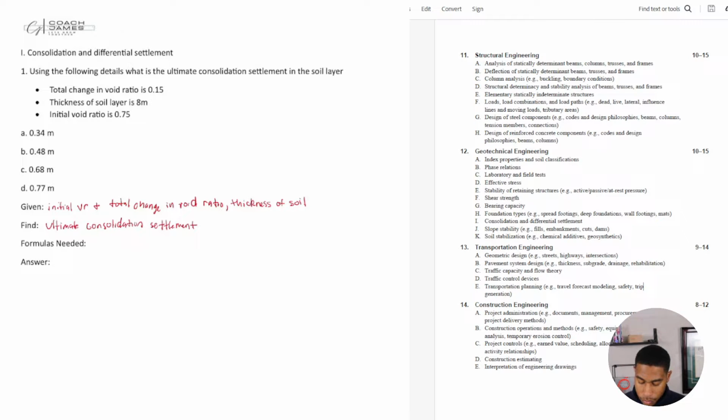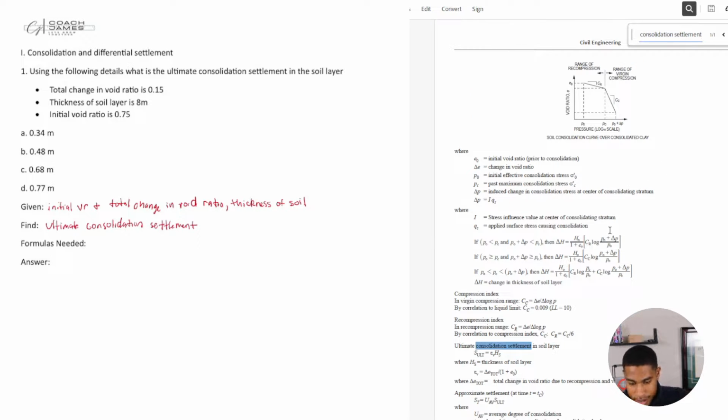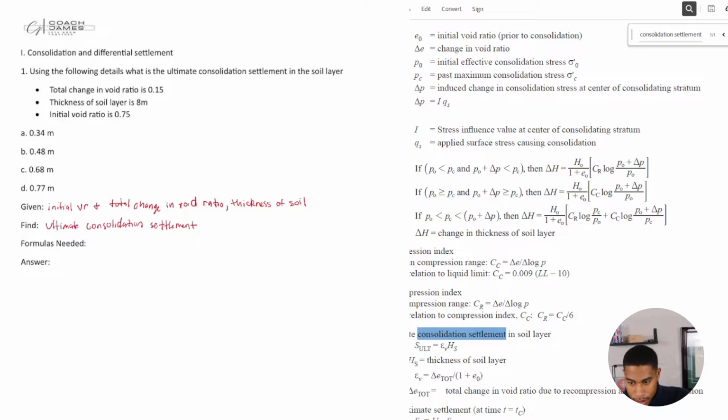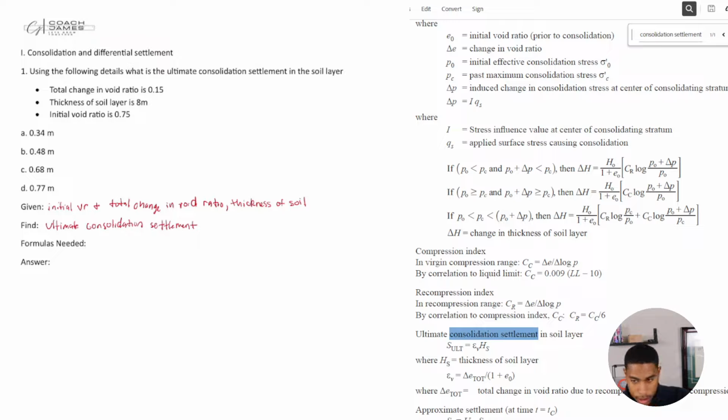So what formulas might we need for this? Well, I don't know. I'm going to search consolidation settlement, see if anything pops up. Okay, so one option pops up. All right, so ultimate consolidation settlement in soil layer is known as S ult, which is equal to EV times HS.